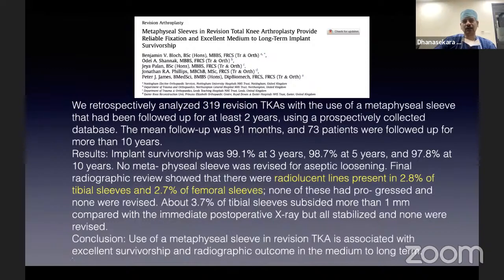If you look at the long-term outcome, at 10 years follow-up, radiolucency has been seen in around 2.8% of the tibial and femoral sleeves. So now we have 10 years follow-up of these sleeves, and the outcome has been very good.